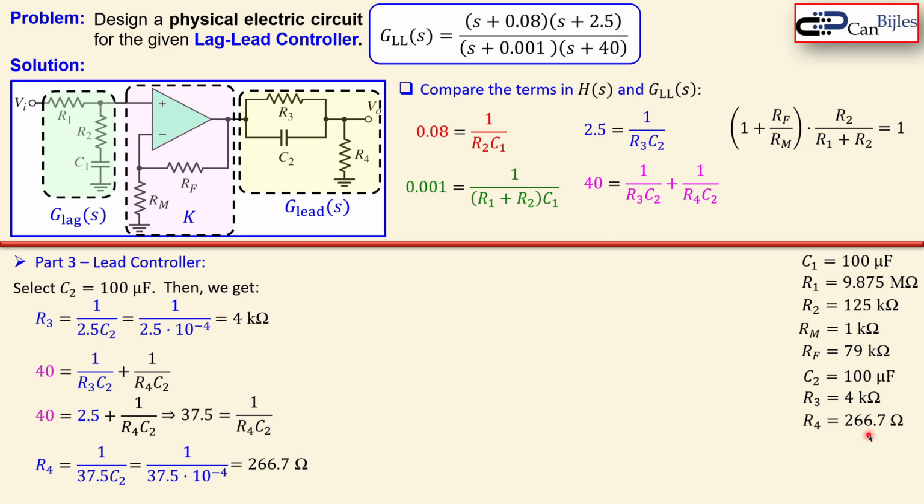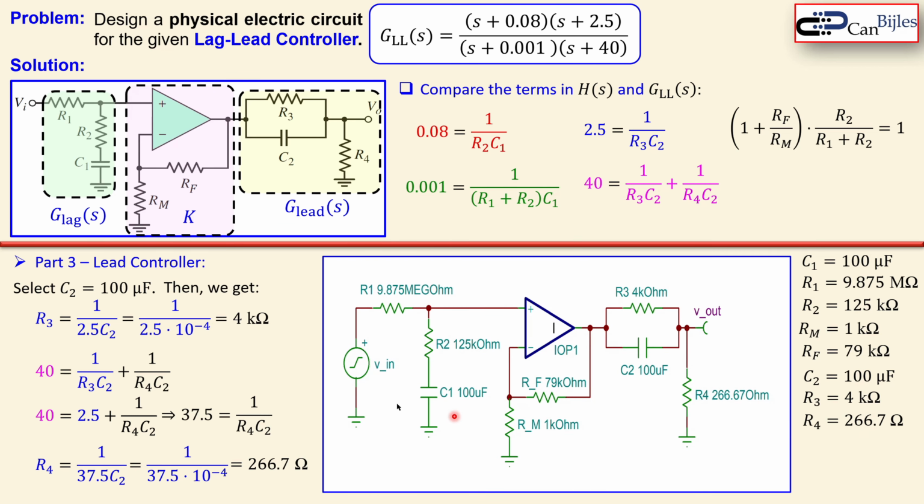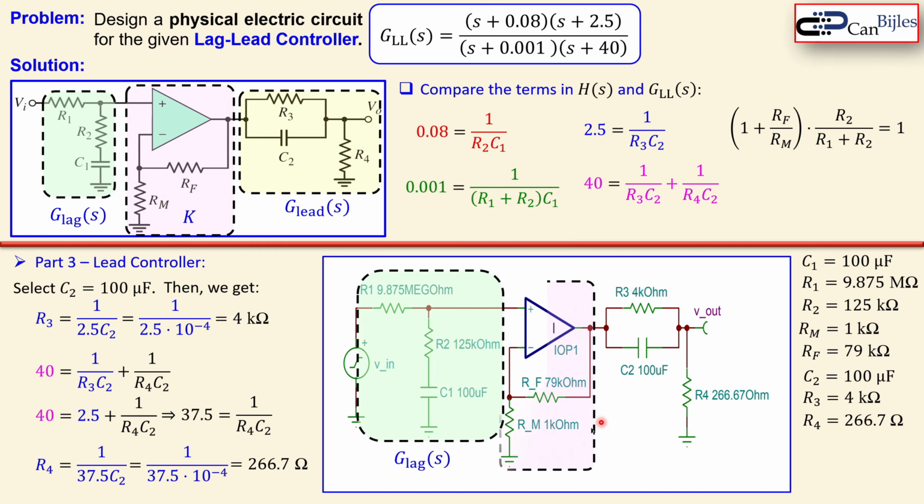we have determined right now. And this is the circuit, so we can see here the complete circuit as drawn in the SPICE simulator. So we can see the first stage, which is the lag controller stage. This is the gain stage, K, and this is the lead controller circuit. You can see the values and all of them are here. It's actually 266.67, so just round it off to 266.7.